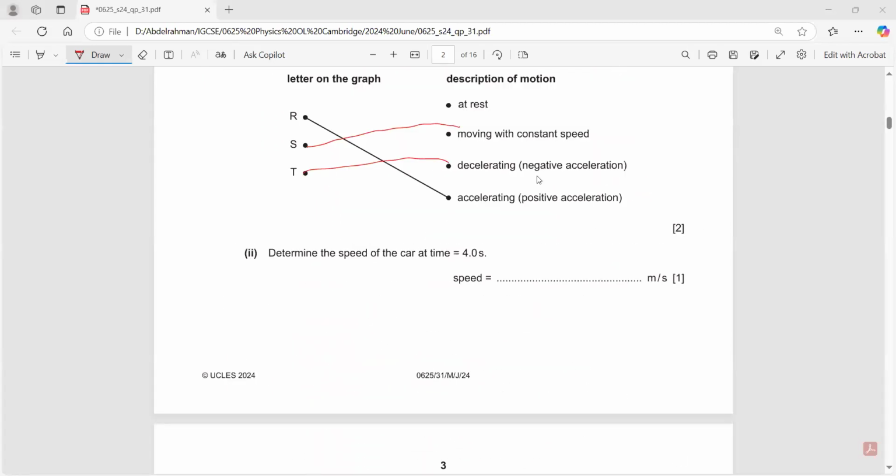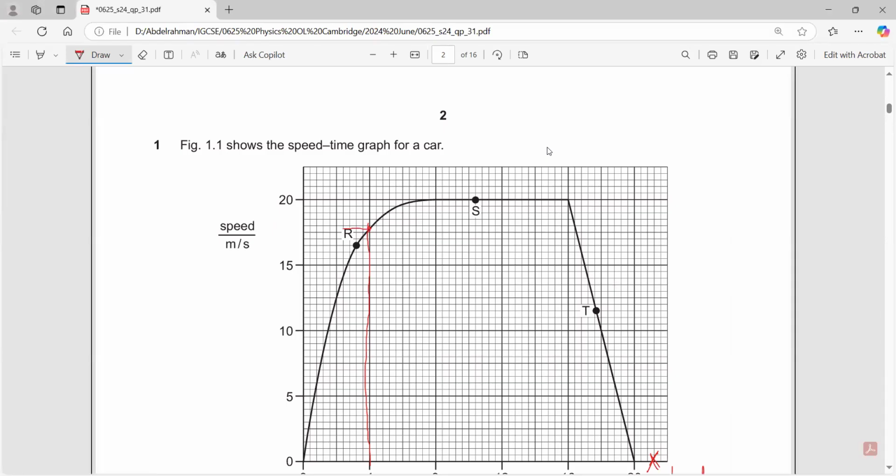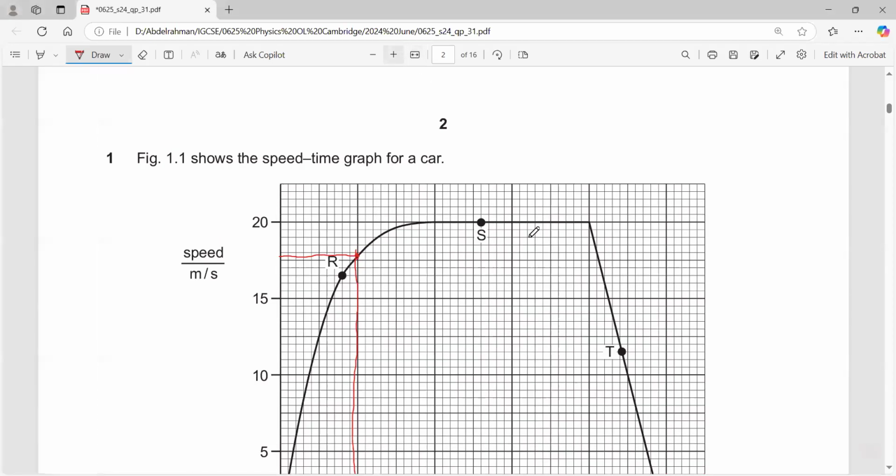Next, determine the speed of the car at 4 seconds. So at 4 seconds, we should draw a vertical line. Let's zoom in. The vertical line reaches this point exactly, which is just above 17.5. Can I reach an exact point? Yes, I can. Let me remove this line again. At this point exactly.